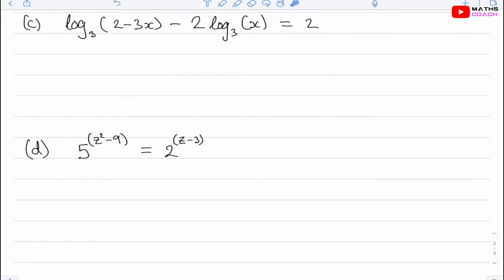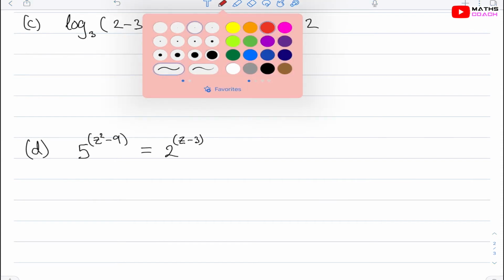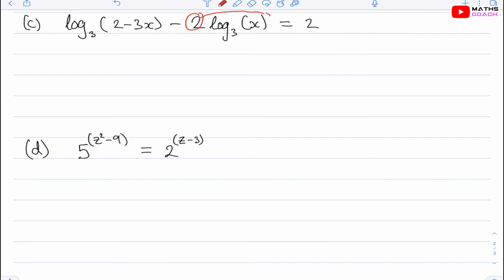Okay, so we are subtracting two log terms, so obviously we're going to use the division law, but at the moment we can't apply the law unless we get rid of that 2. So the coefficient obviously has to be 1, so we're going to move that coefficient of 2 up to the top, so we end up getting x squared. So on the next line we're going to write the log of 2 minus 3x take away the log of x squared equals to 2, and don't forget the base number was given as 3.